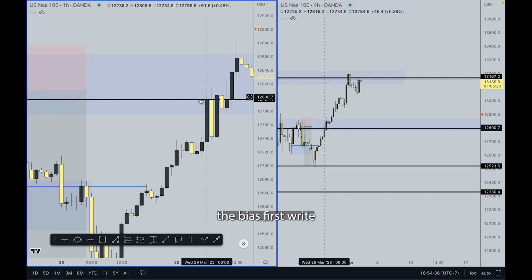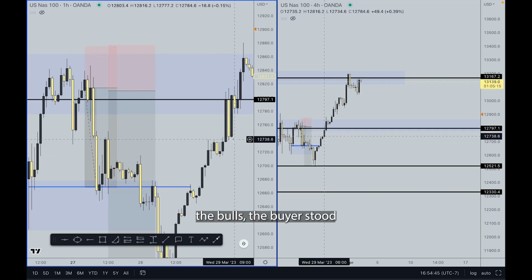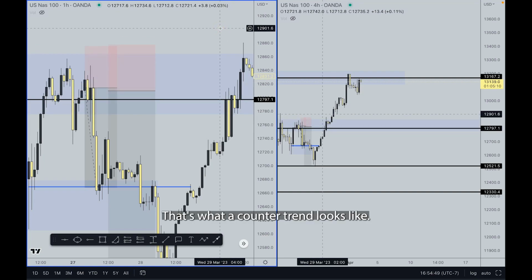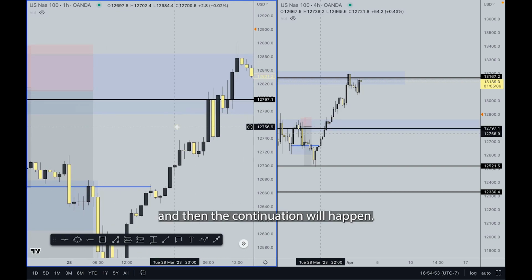Right here where I called the buys first, right? This is a counter trend trade. This bearish candle on the 1 hour time frame, this one candle is a counter trend. And right after that, the bulls, the buyers stepped right in and completely outdid that. That's what a counter trend looks like. It's going to have a pullback, and then the continuation move will happen.